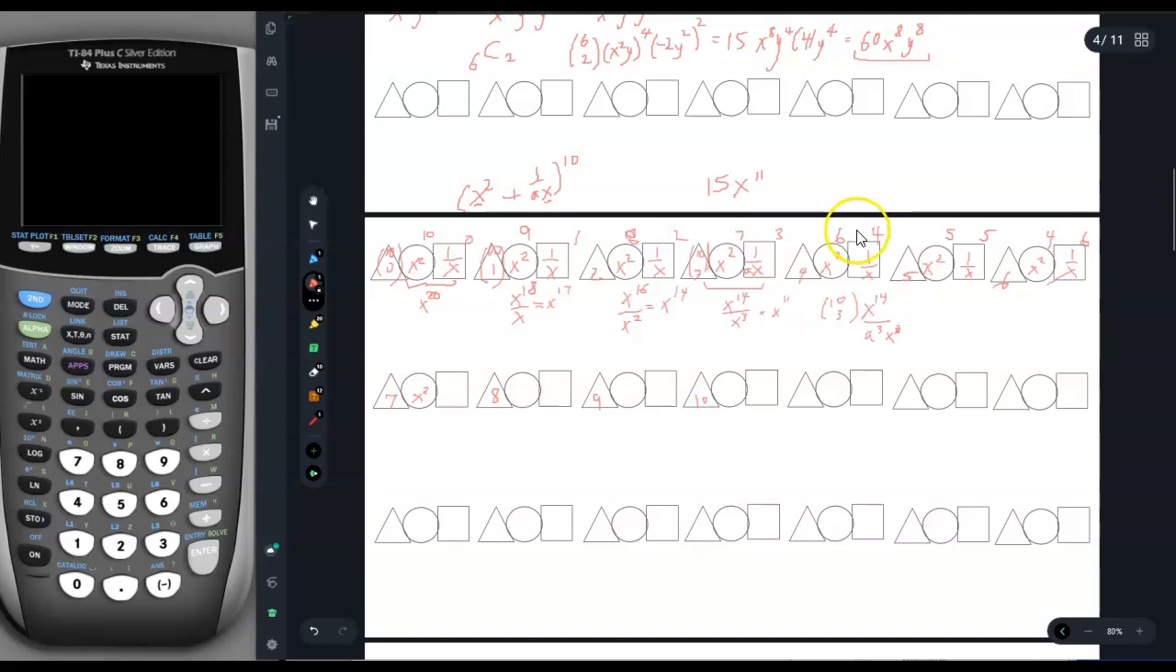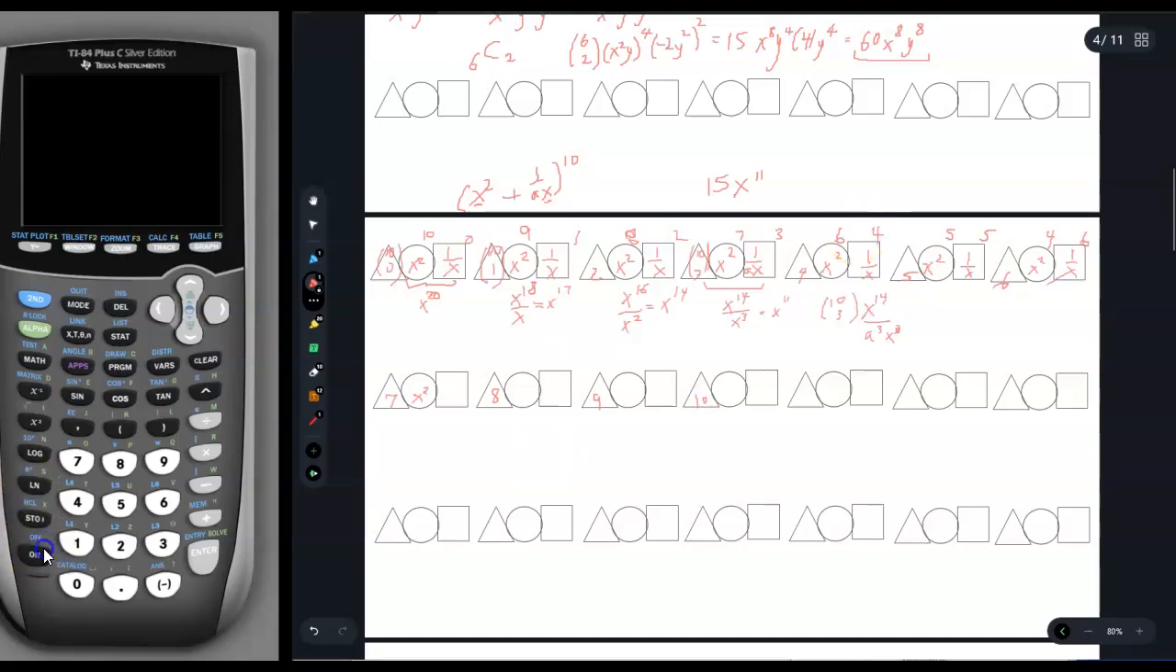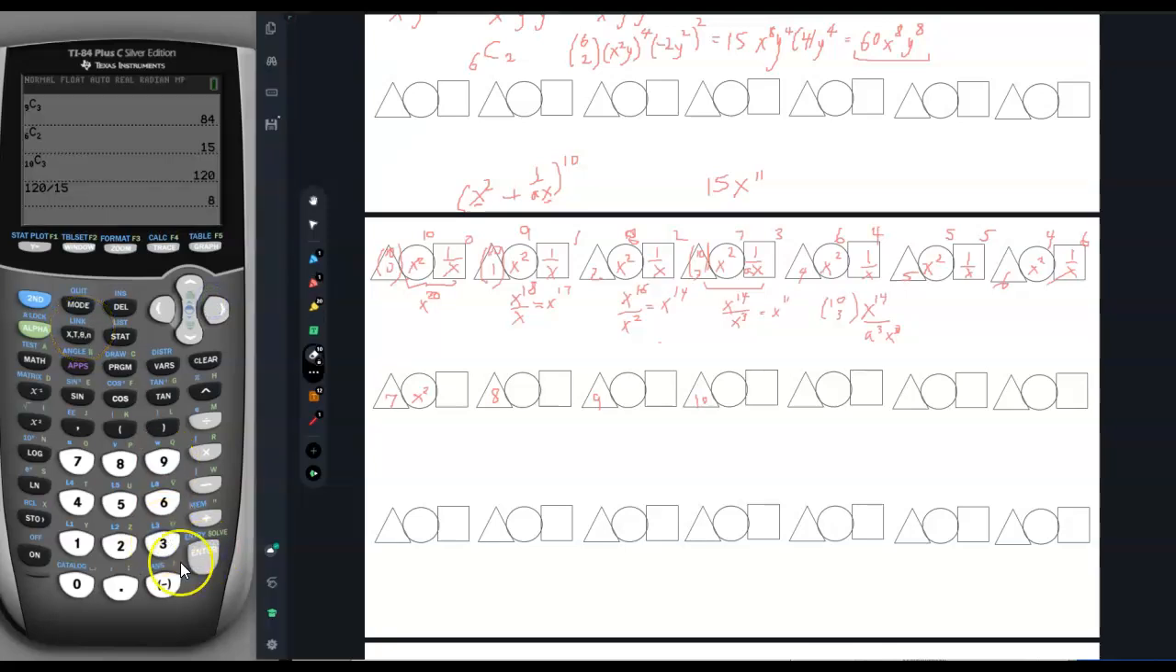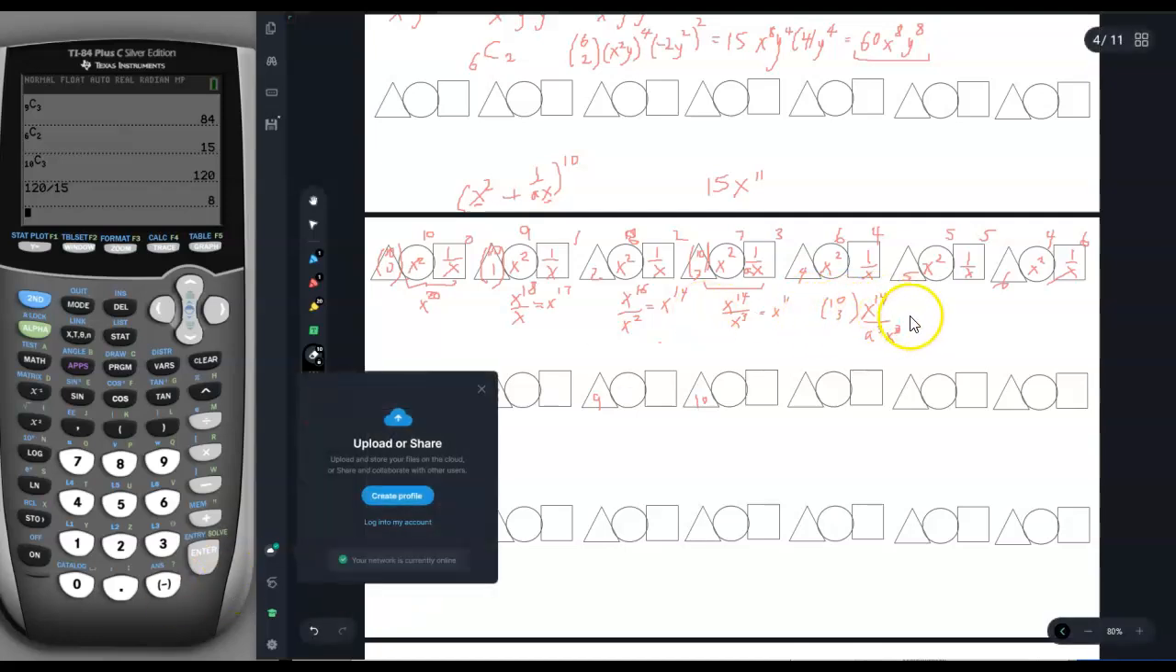10 chooses 3. Let's see what that is in the calculator. So what would that be? Second, or math, probability, and chooses r. And we're going to put 10 chooses 3. And it's 120. Okay, so we're going to write down the 120. Instead of 10 chooses 3, we're going to write 120.